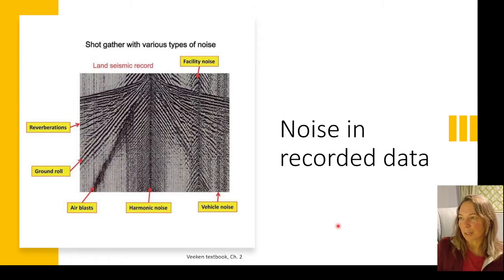This is an example with land seismic data where we see reverberations from the energy. We see the ground roll being recorded. You've got air blasts from the acquisition method they were using. We've got harmonic noise. There must be some sort of facility nearby, and that's creating some noise. And then nearby vehicles. And even if it was a windy day, you could get noise from the wind.